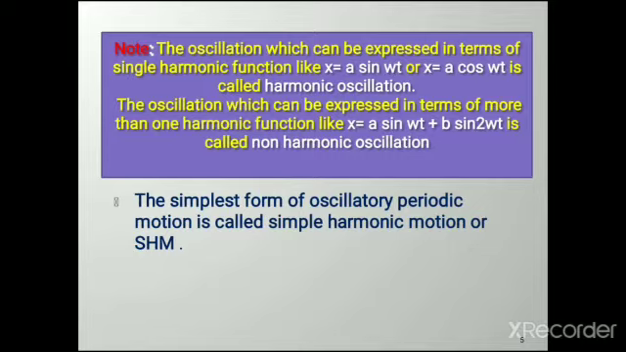The oscillation which can be expressed in terms of a single harmonic function like x = a sin ωt or x = a cos ωt is called harmonic oscillation. The oscillations which can be expressed in terms of more than one harmonic function like x = a sin ωt + b sin 2ωt are called non-harmonic oscillations. The simplest form of oscillatory periodic motion is called simple harmonic motion or SHM.